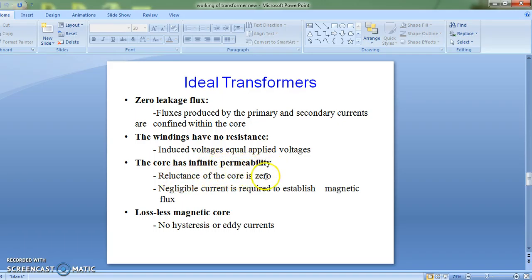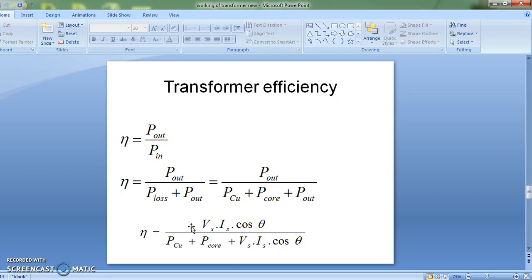Reluctance of the core is zero. Negligible current is required to establish magnetic flux. Lossless magnetic core. No hysteresis or eddy current loss takes place in the ideal transformer. So it satisfies the condition of an ideal transformer, where input power is equal to output power and no losses, and losses are zero.